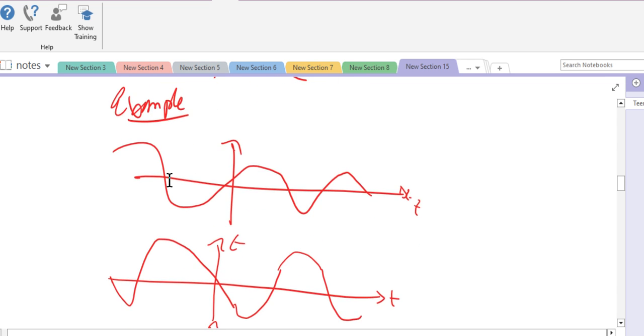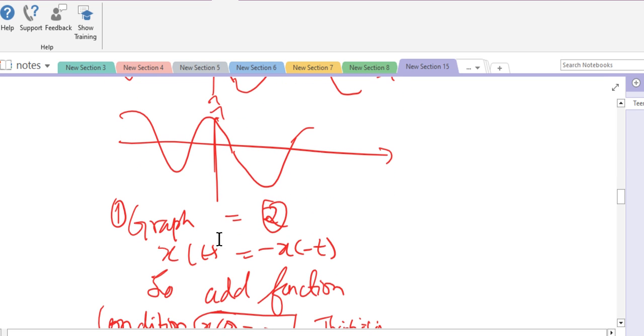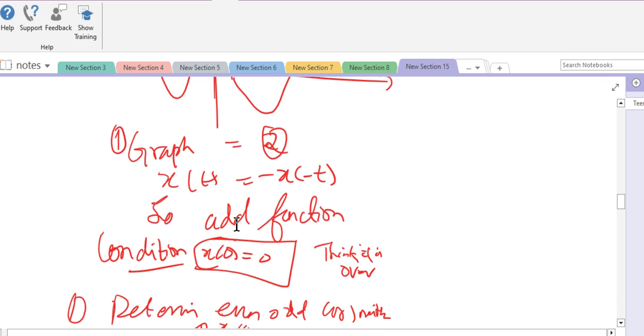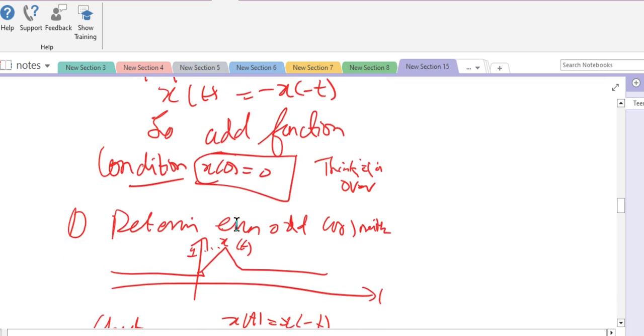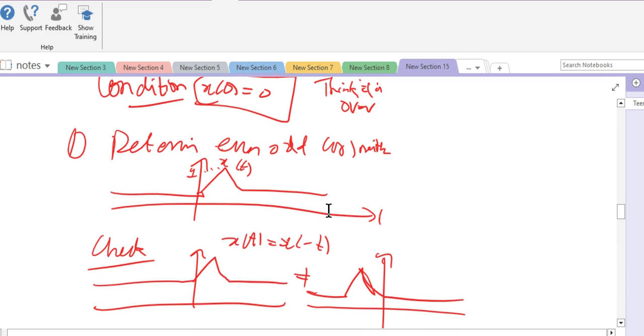Example, this is the sample waveform. So x of t starts from here and ends here. The graph, and where x of t equals x of minus t. So the condition of x of 0 is equal to x of 0, zero. Elimination of whole function. So this is the graph of the function.